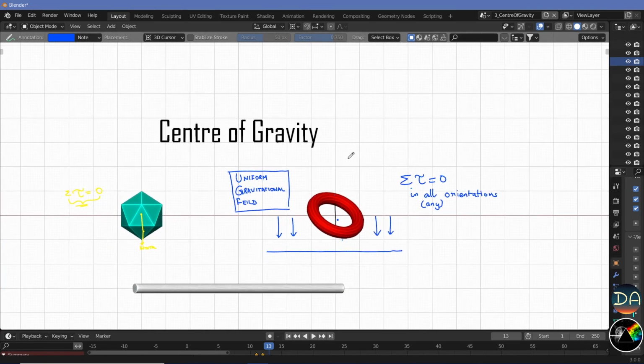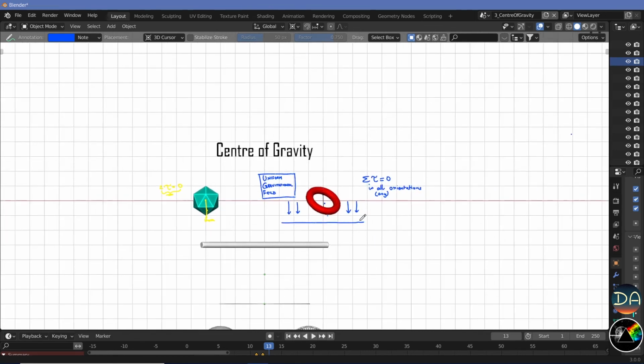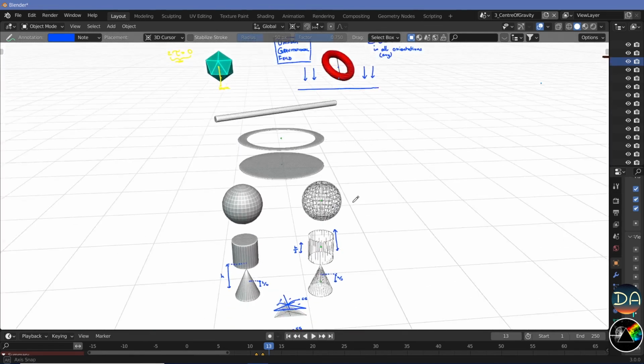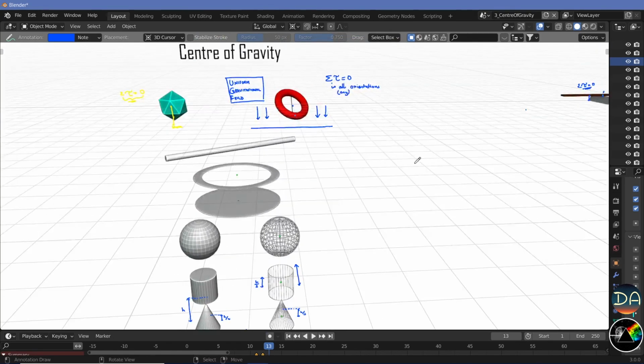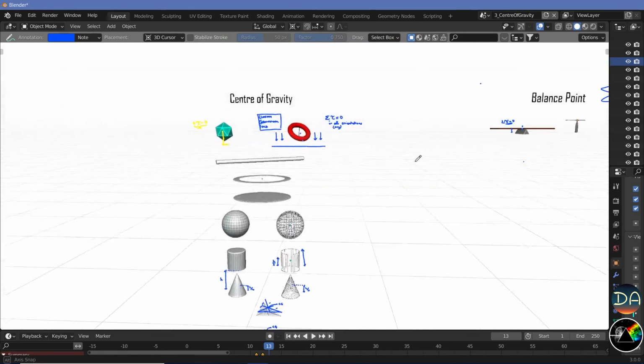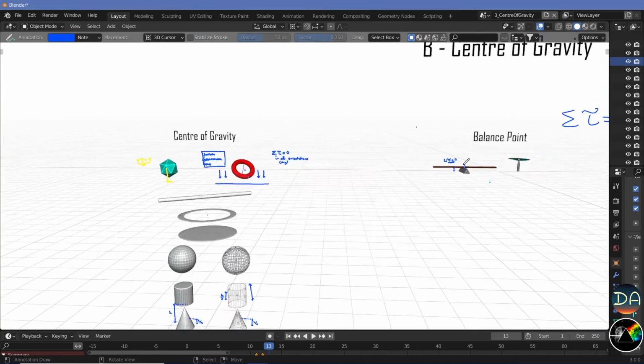So hopefully with that, you've understood what the balance point is, what the center of gravity is, and why the center of gravity requires the conditions of the total torque being 0 in any orientation, and what the center of gravity is for a few common shapes. And with that much, this portion, or at least the concept of this portion of this chapter, comes to an end.